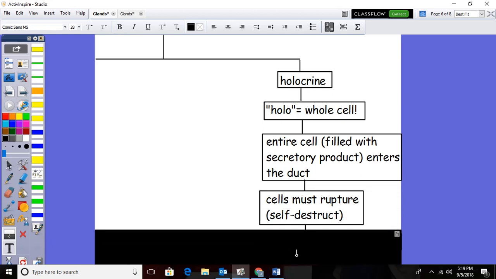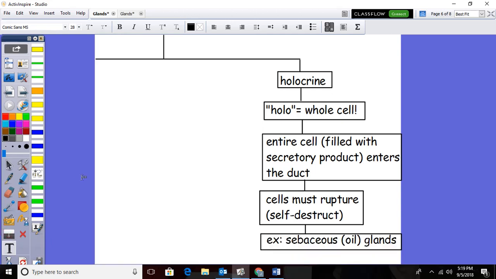Okay, so in order to release its product, the cell's going to have to sort of self-destruct. So through cell division, cells can divide and cells can be put in that duct, but then the cells that are in the duct are going to have to self-destruct in order for their product to get released. An example of a gland that does it this way is a sebaceous gland, which is an oil gland that's in your skin that secretes oil onto the surface of your skin.